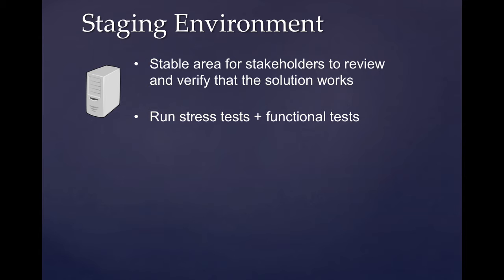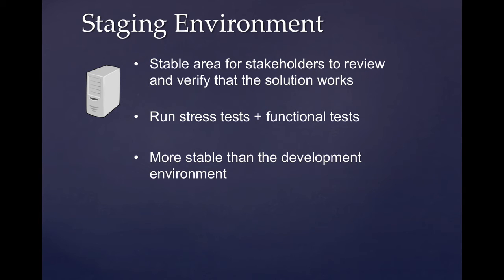Number two is to run tests against your new code. It's what's known as regression testing, and these regression tests will make sure that your new code does not negatively impact the existing code base. Now you want to make sure that as you're moving through these environments, that your staging environment at all times is more stable than the dev environment. So your staging environment should rarely, if ever, break.